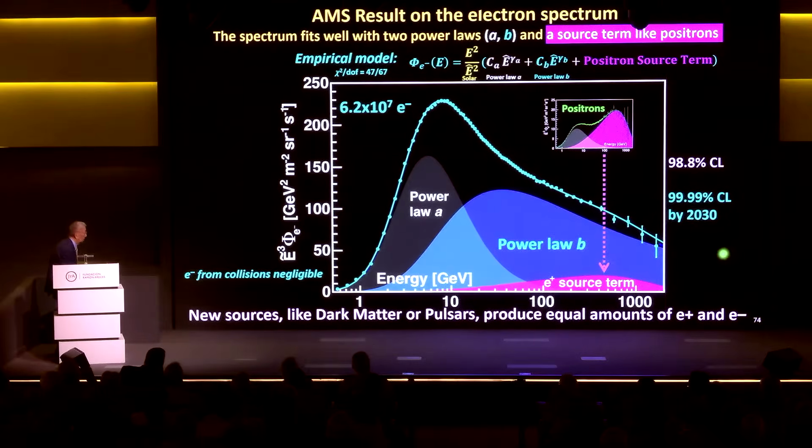So the existence of this means that you do see either a pulsar or dark matter model, because only pulsar and dark matter will produce equal amounts of positron and electron. This is a mystery why electron data over a large range can be explained by 4 numbers, Ca, gamma_a, Cb, gamma_b. Nobody knows why it is like that.